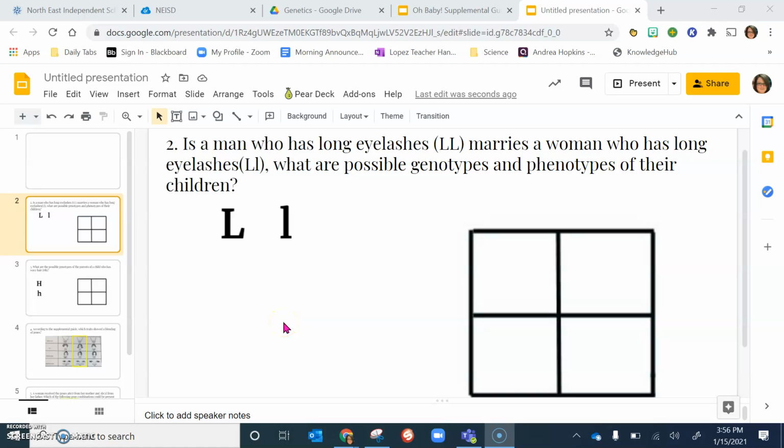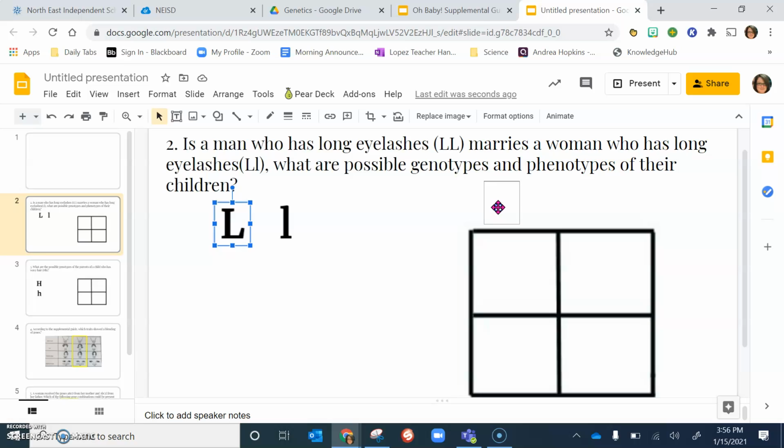Okay, question number 2 asks: a man who has long eyelashes, big L, so he is dominant homozygous, marries a woman who has long eyelashes, big L, little l, so she is heterozygous. What are the possible genotypes and phenotypes of their children? So in this question, you're going to work the Punnett square.